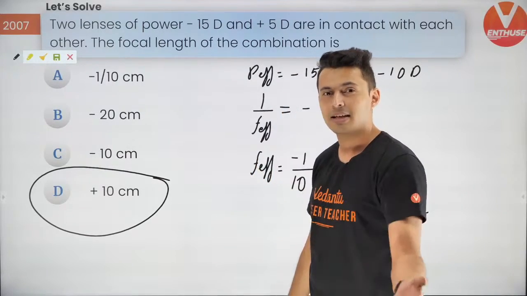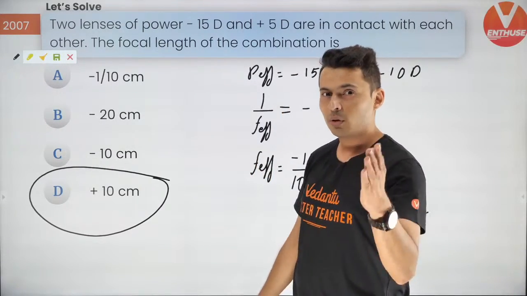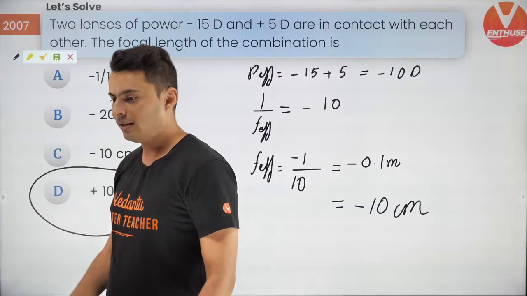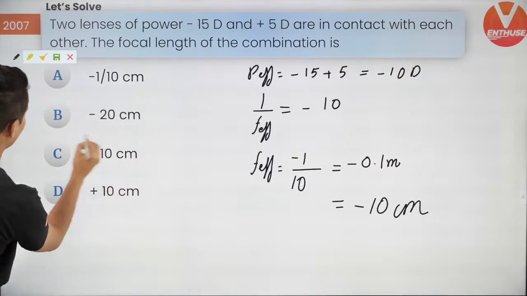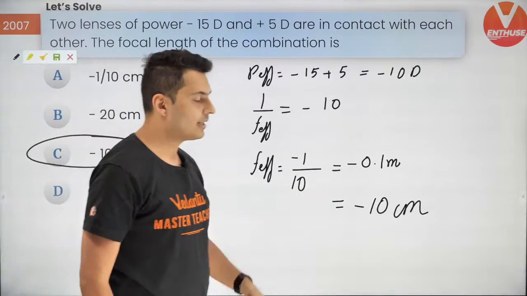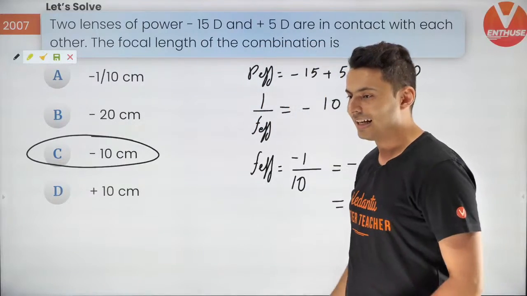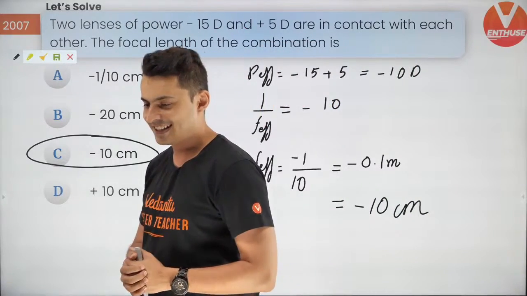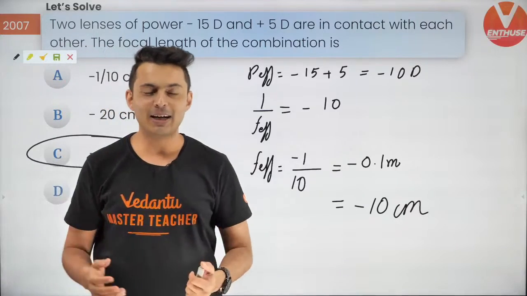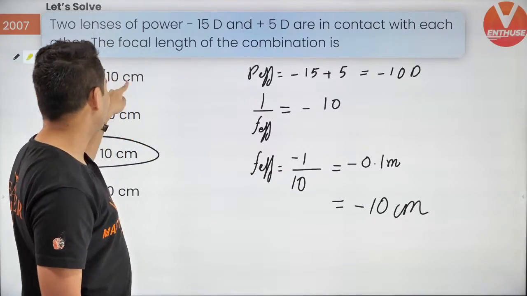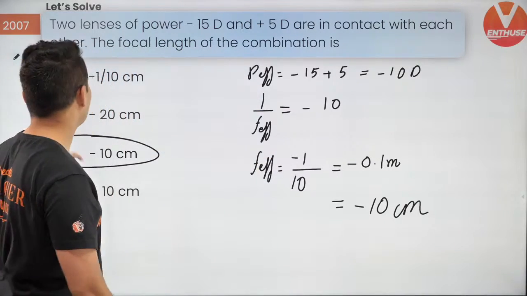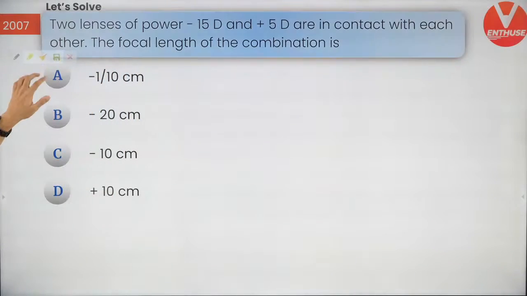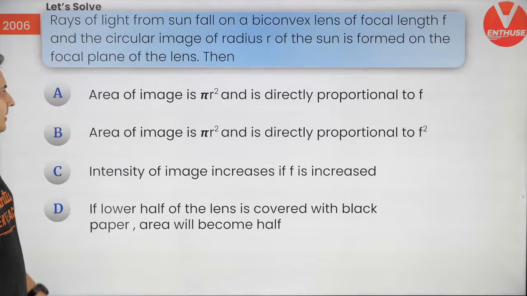Imagine making this mistake in the exam. How bad will you feel? Won't you feel like hitting your head against the wall? I hope this is clear. Oh sorry, this was plus 10, my bad. This is minus 10. Yes, the answer is minus 10. It will be very, very bad if you commit this mistake where you forget to convert the units. Remember, power is in diopters, focal length is in meters. Be careful about it. Cool, let's get going with the next question. Minus 10 centimeters is the answer.